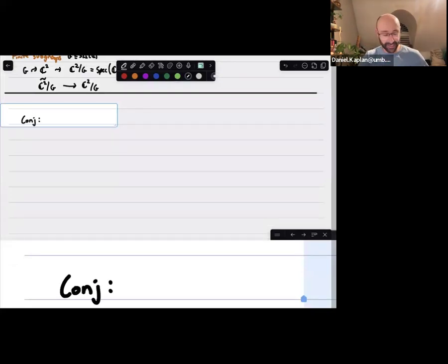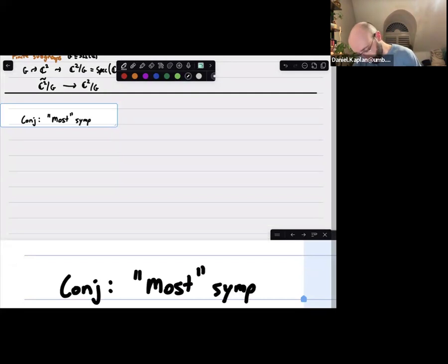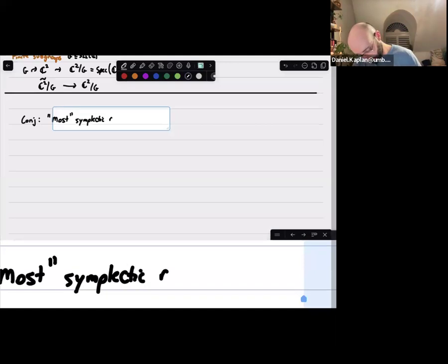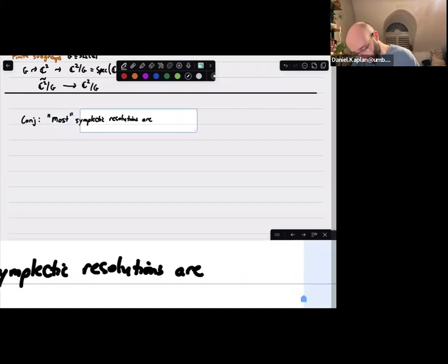It's just an imprecise conjecture, and then I'll make maybe some more precise versions of it. So the statement is that most symplectic resolutions are not projective.